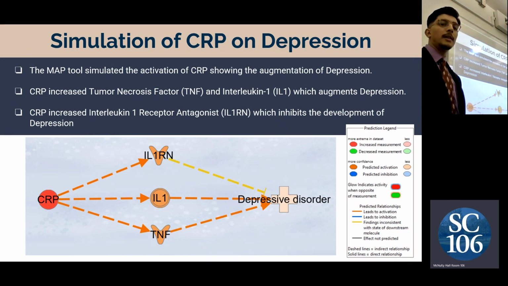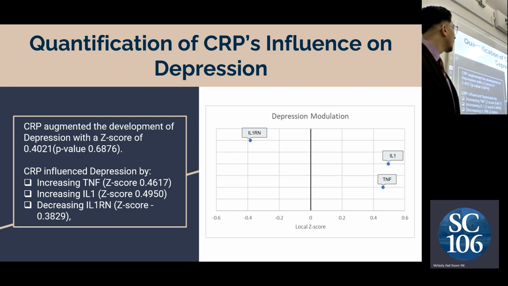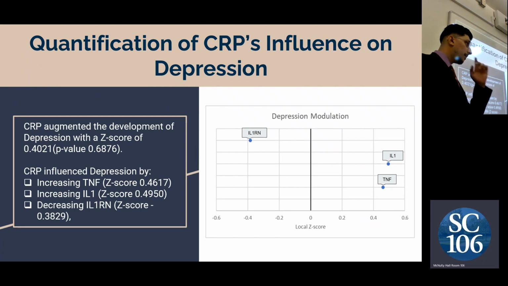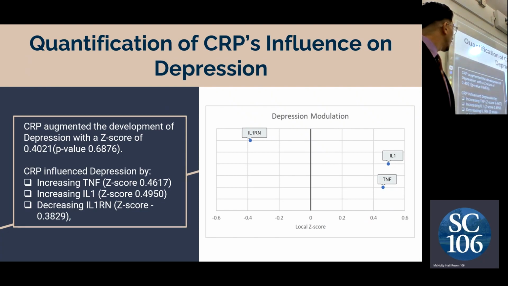So there are many contradicting findings, so I was able to do the downstream quantification analysis of CRP to find the total Z-score. The same statistical analysis done by my labmates Sharman and Ryan was used. So I found that CRP augmented the development of depression with a Z-score of 0.4021, which corresponds to a p-value of 0.6876. This is not statistically significant, but it does not suggest COVID-19's involvement in depression. It only suggests that CRP's downstream effect on depression might not be significant.